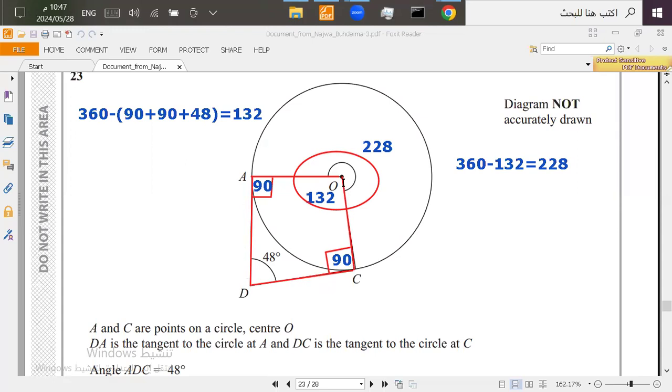A tangent and a radius, they always make a 90 degree. And focus on the sum of angles for the quadrilaterals, which is 360. And the sum of angles around the point are 360. Now, let's move on to the next question.